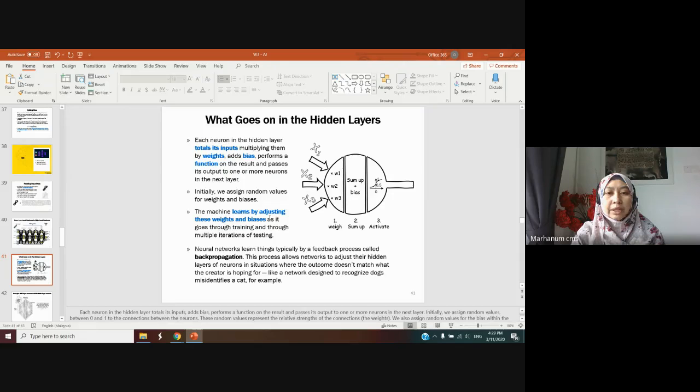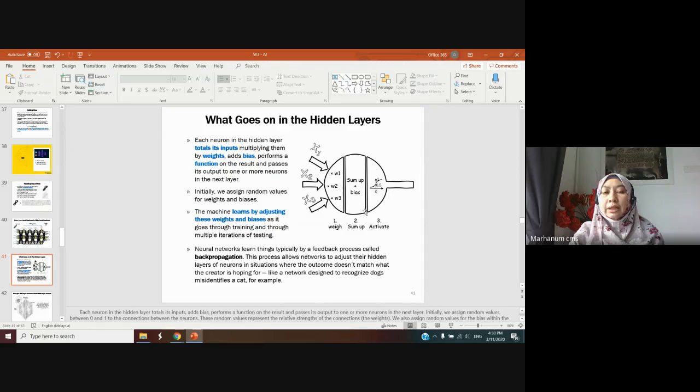The machine learns by adjusting these weights and bias, as it goes through training and through multiple iterations of testing. This is the job of the programmer. Neural networks typically learn through a feedback process called back propagation. This process allows networks to adjust their hidden layers of neurons in situations where the outcome doesn't match what the creator is hoping for, like a network designed to recognize dogs misidentifies a cat, for example.